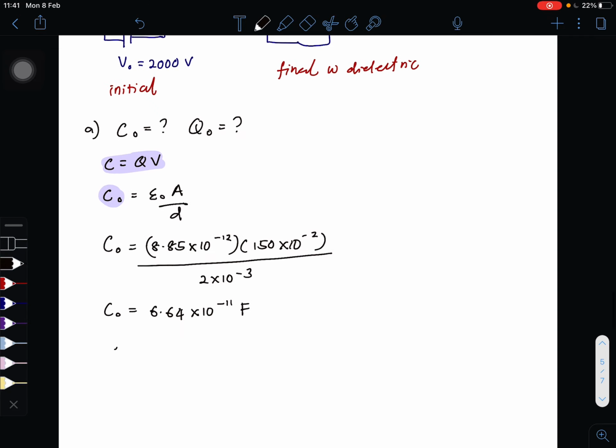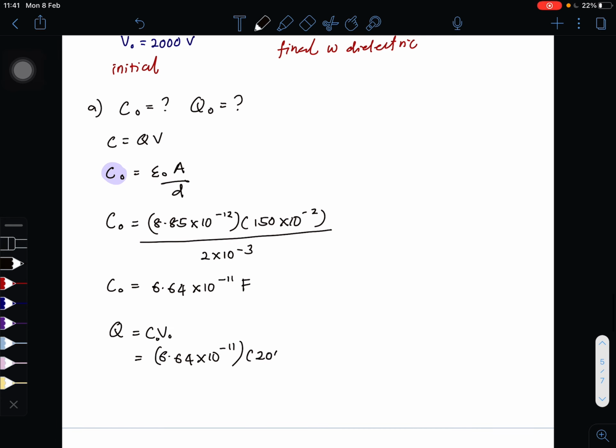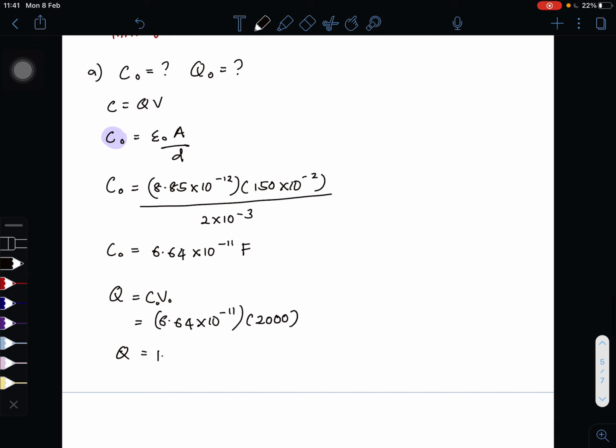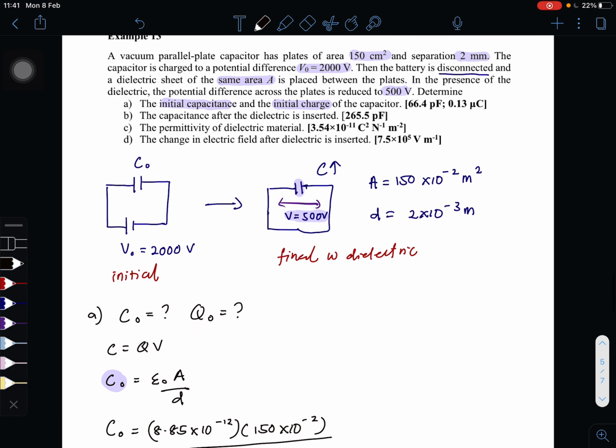So now that we have the C, we can find the Q. Okay, sorry, tadi ni tersalah formula. So just ignore that one. Q is equal to CV. C adalah value yang kita kira tadi. And then V dekat sini adalah V0. Okay, initial kan? Sebab initial, so 2000. So you will get Q equal to 1.32 exponent negative 7 coulomb. Okay, so that will be for question A.